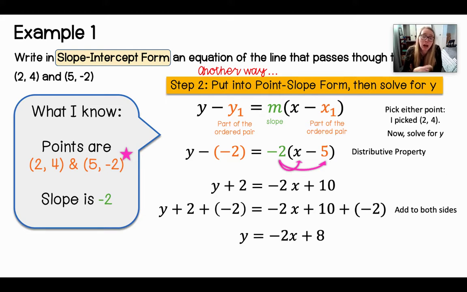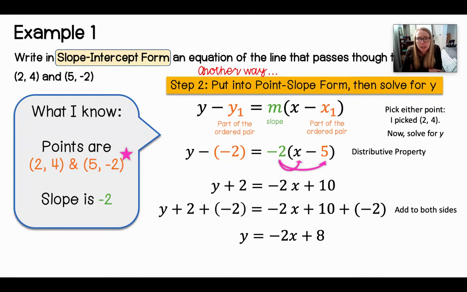So using the other point and the slope, we put it into the point slope formula, solve for y, and we still get the same answer. So it doesn't matter which point you choose. You're going to pick a point and the slope and then plug that into the point slope formula and solve for y.